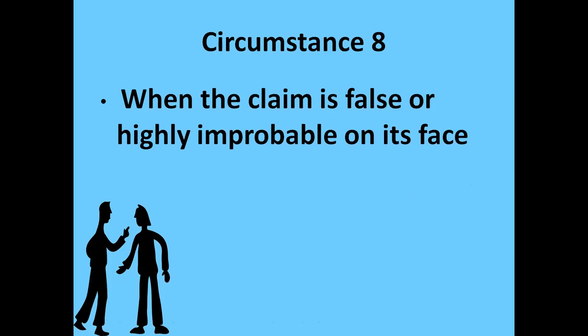The more improbable a claim is in itself, the less willing we should be to accept it merely on the say-so of a witness or an authority. If we accept an extraordinary claim on authority, and it is more likely that the alleged authority is lying or mistaken than that the claim is true, we commit the fallacy of inappropriate appeal to authority. Let's see the example to understand circumstance number 8.